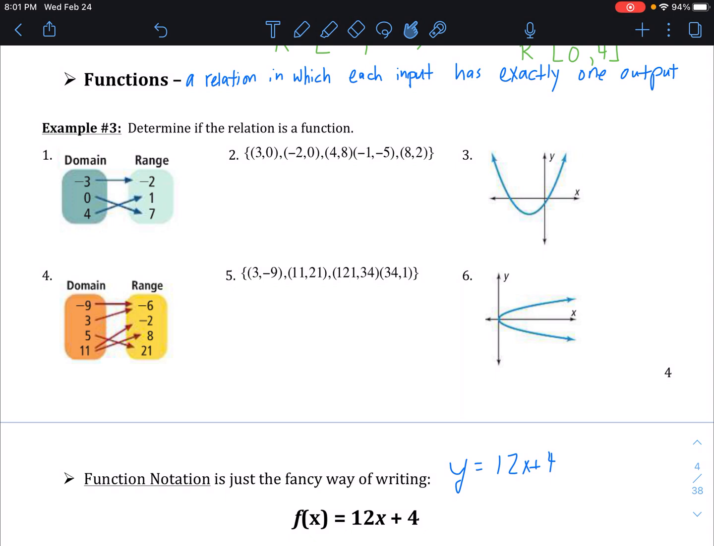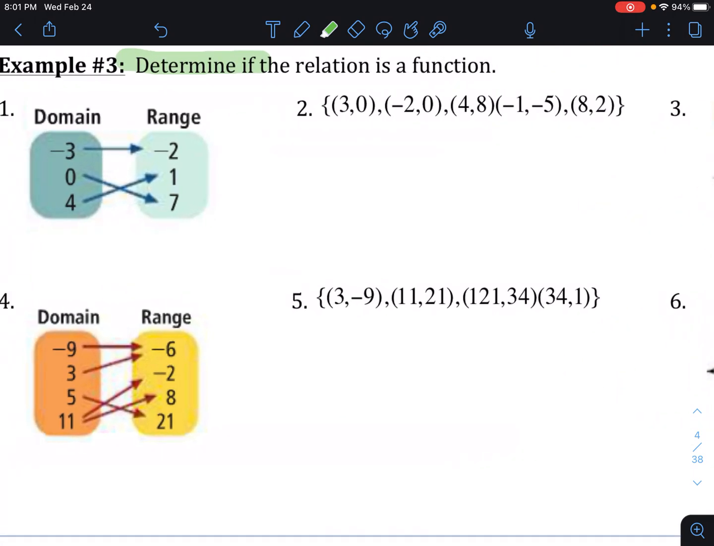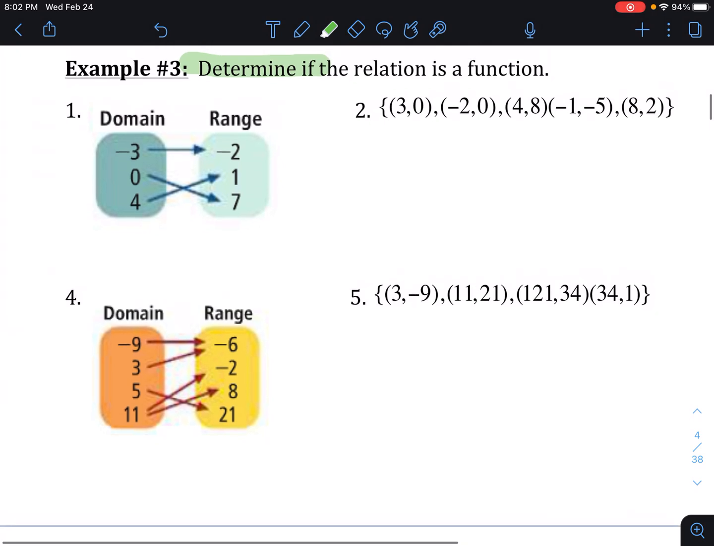So in example 3, we're going to determine if the relation is a function. When our directions say determine if, that always means we're looking for a yes or no answer. So what we're going to do here is focus on the domain values. In number 1, notice that 3 goes to one answer, -2. 0 goes to one answer, 7. And 4 goes to one answer, 1. So that would be a yes, that is a function. Every input has exactly one output.